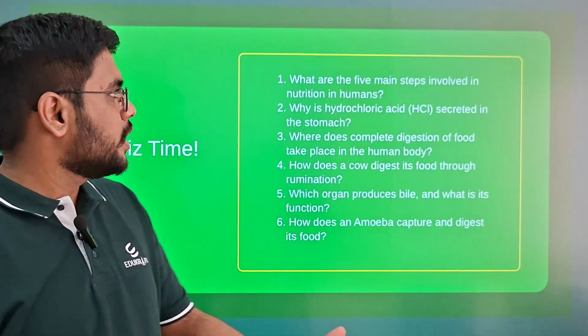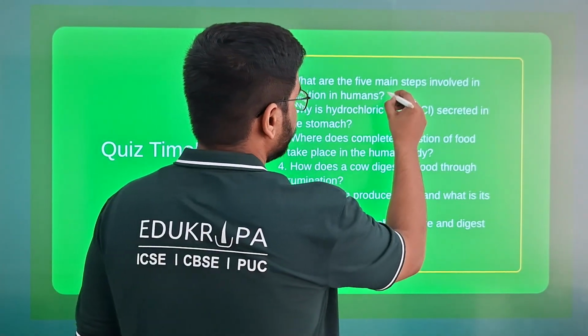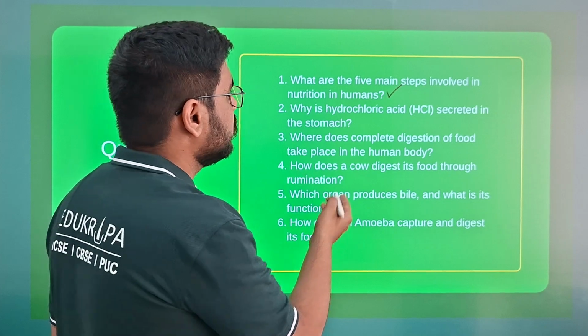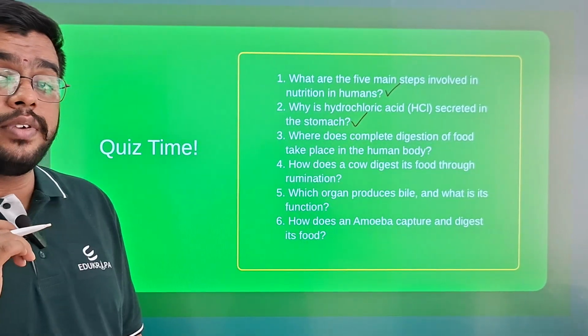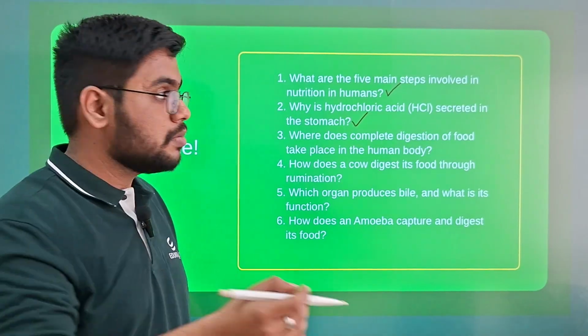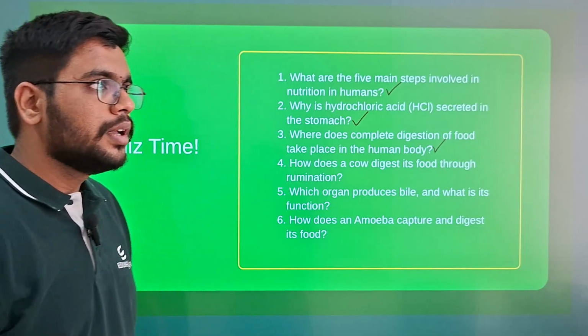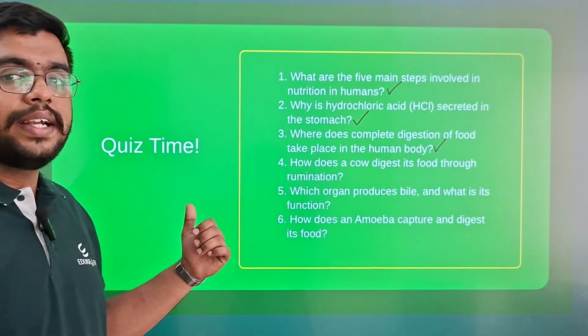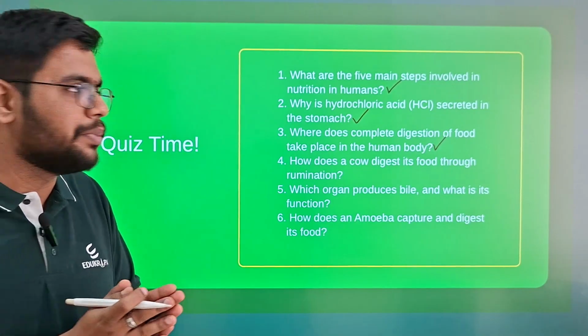We will have a quick questionnaire. What are the 5 main steps involved in nutrition in humans? I already told you in the previous slide. Why is hydrochloric acid secreted in the stomach? This was from the previous video. Kindly go through it, recall your memory, and answer this. Where does the complete digestion of food happen? I hinted at it in one of the slides. Answer it and comment it down in the comment section, please.